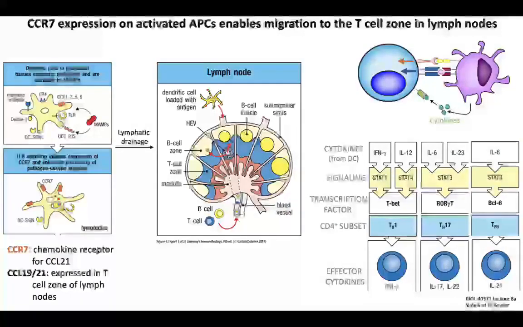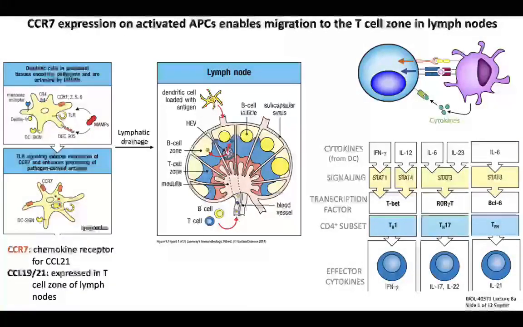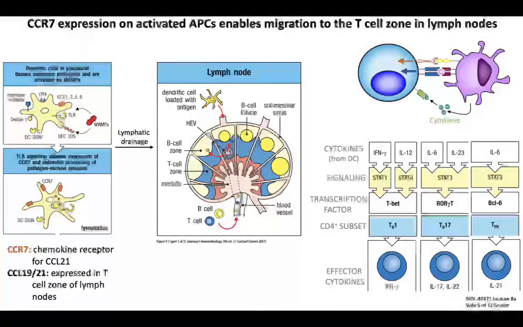So in this specific example, we would likely see the differentiation of Th1s to combat the intracellular phase of bacterial infection, Th17s to combat the extracellular phase of infection, and T follicular helper cells to support B cell responses.